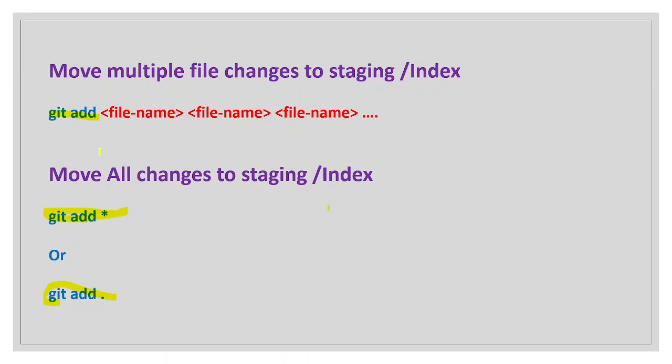We'll mostly use this command to move all the files to the staging, either dot or star. Mostly we won't move a single file or multiple files; we'll move all the changes. This is the most common command we are going to use for moving the file from the workspace to staging.